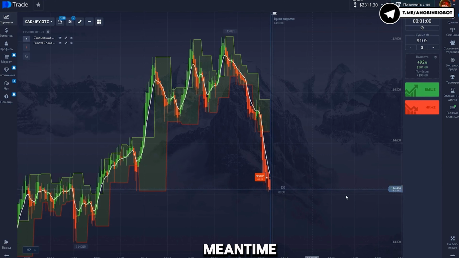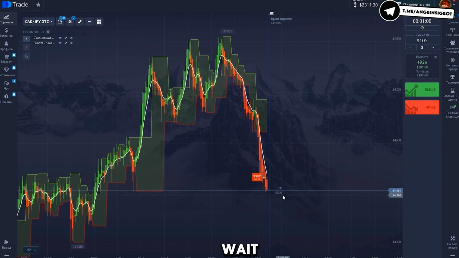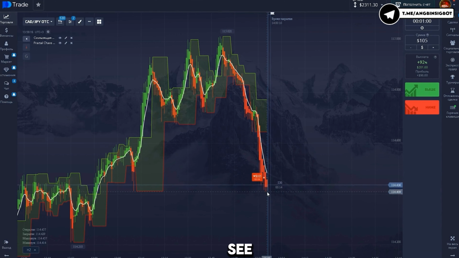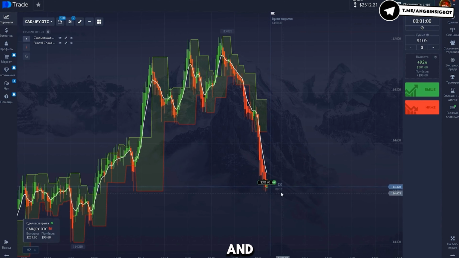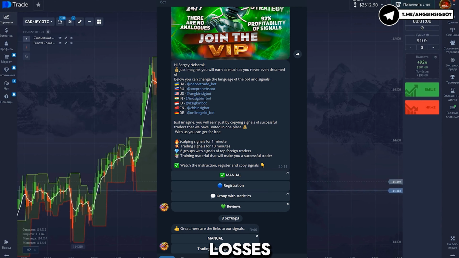In the meantime, the price is decreasing, and we will wait for the end of our trade. So friends, as you can see, our trade is coming to an end. We take our first profit, and our account shows 1 profit and 0 losses.